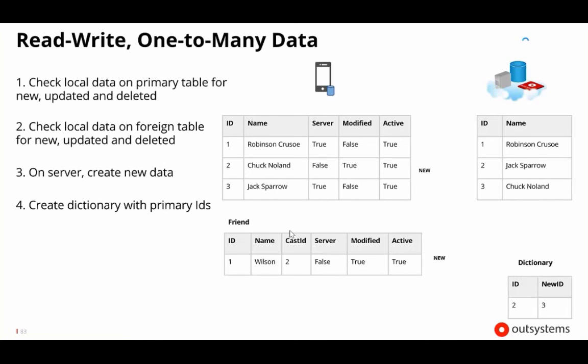One of the things that we need to do is create a dictionary for the primary IDs. If you check, Chuck Nolan here is 3, the ID, but on the local device, he's just 2. So we're going to create a dictionary where this first column is the ID on the device, and the ID here is the ID on the server. So if you see 2, we'll match 3 right now.